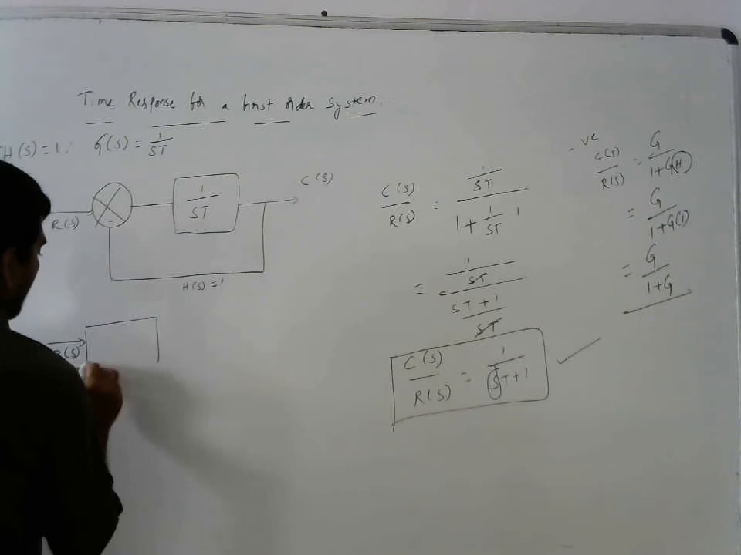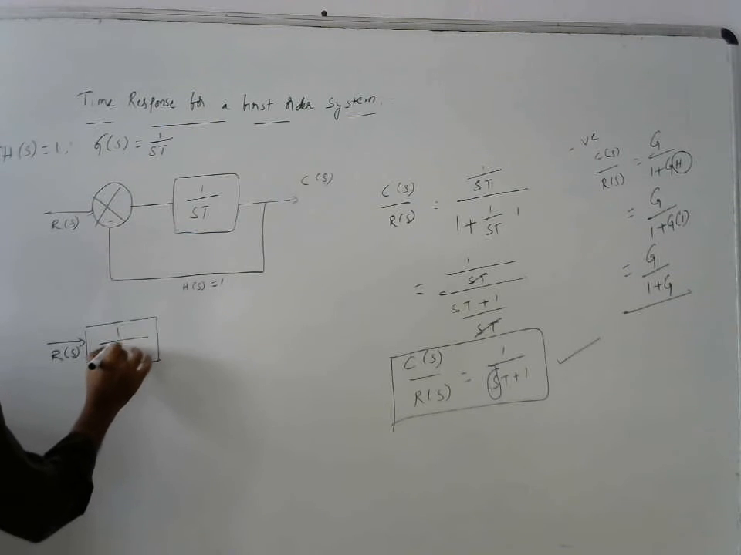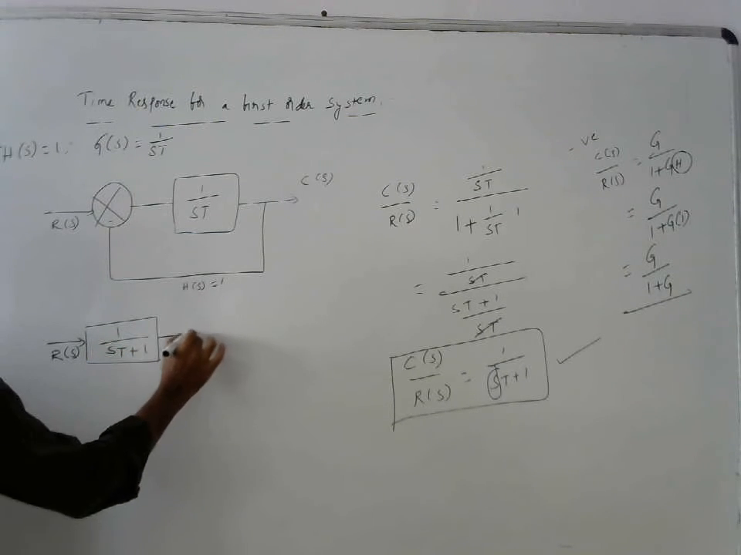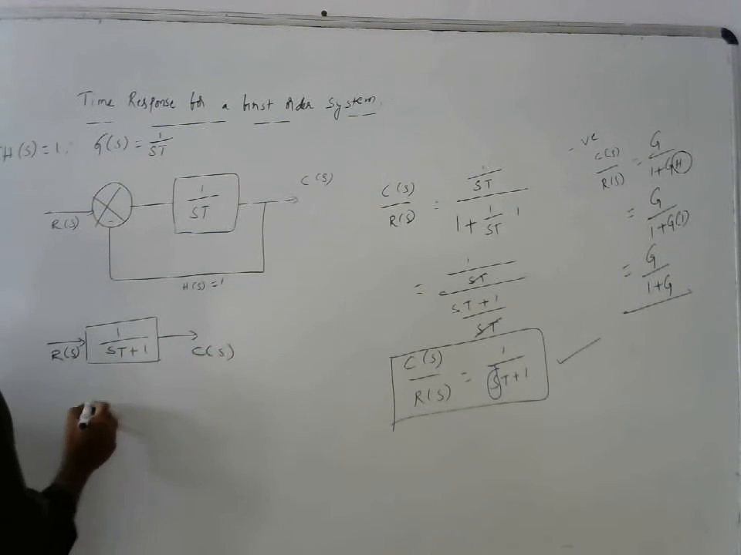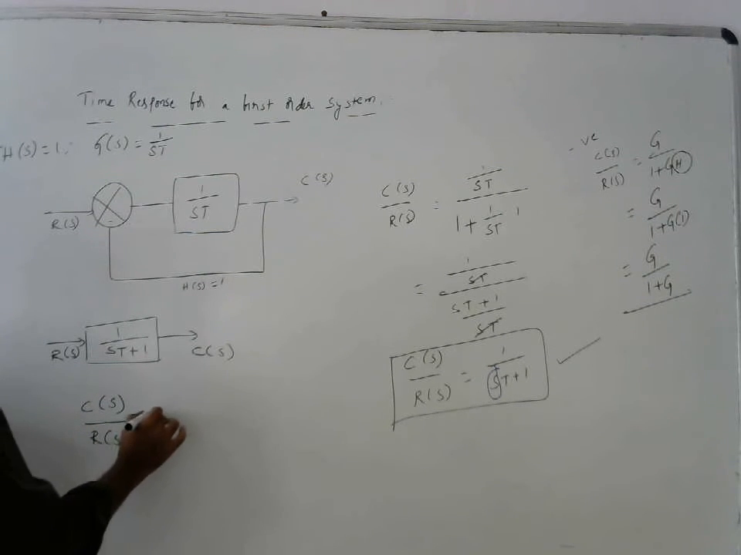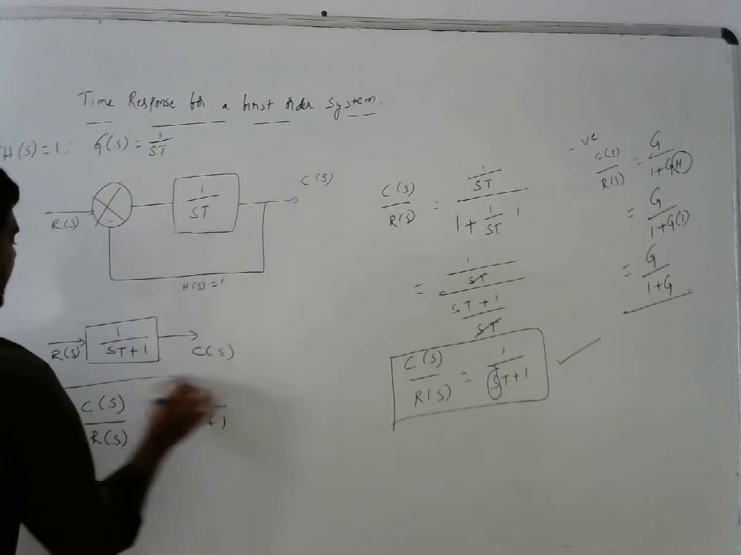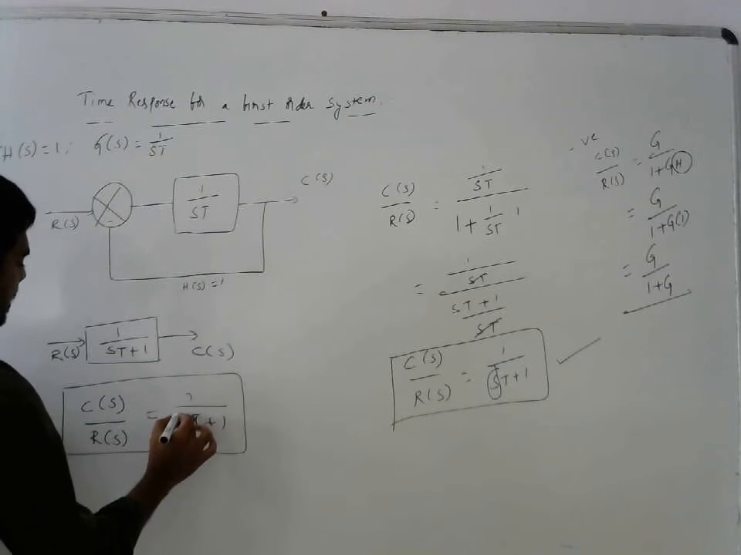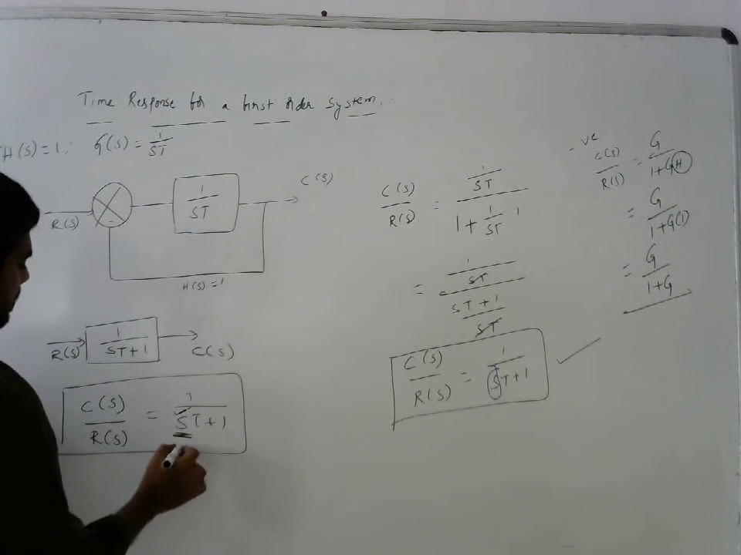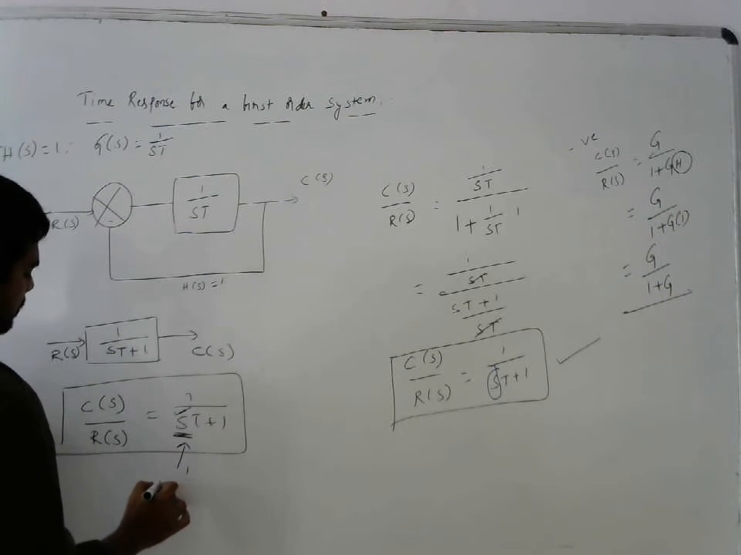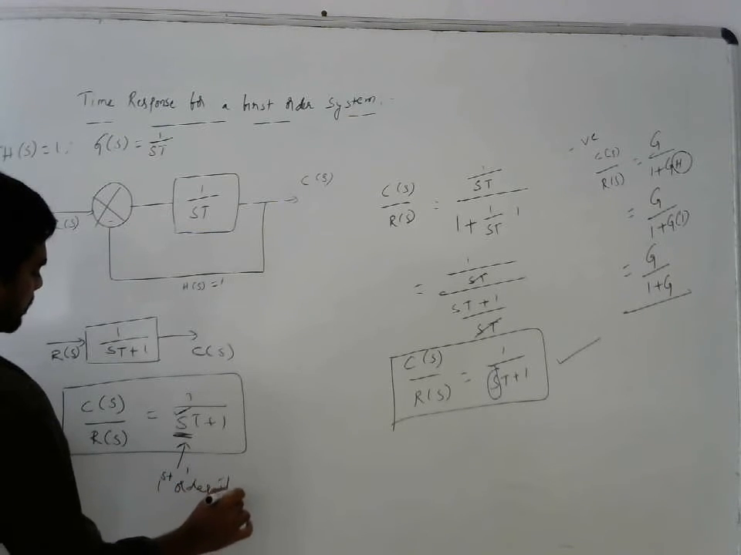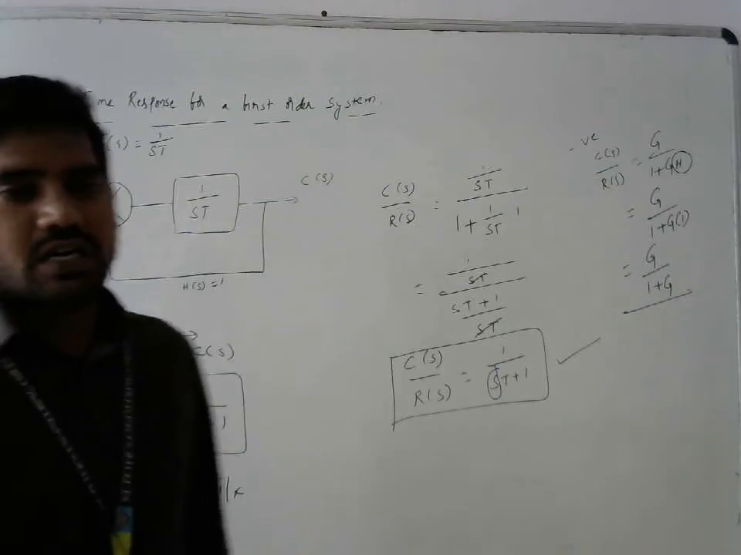Here we write R of S, and here we have 1 by ST plus 1, which is our C of S. From this we can write C of S by R of S is equal to 1 by ST plus 1. Once again, the highest power of S is 1. So this is your first order transfer function.